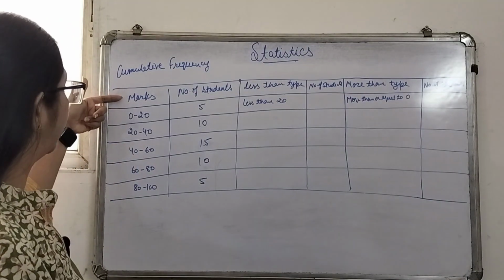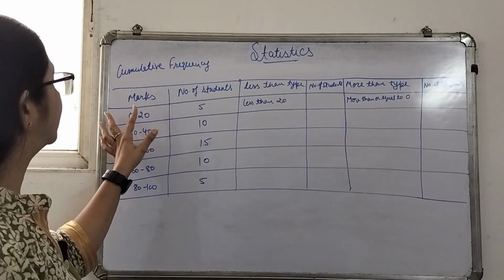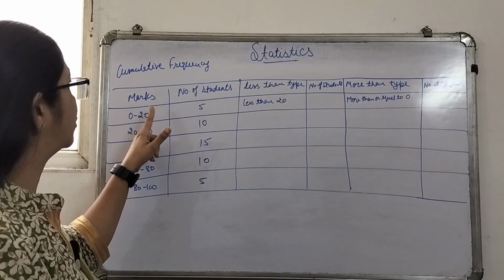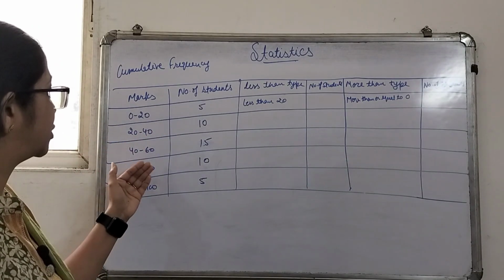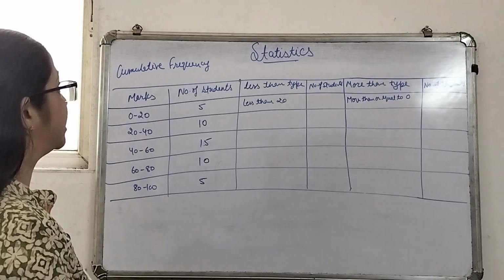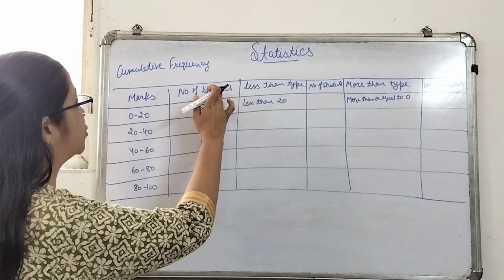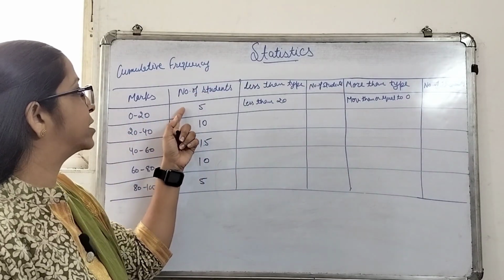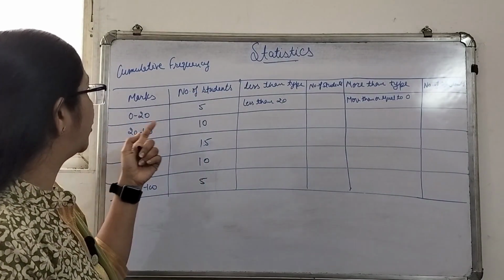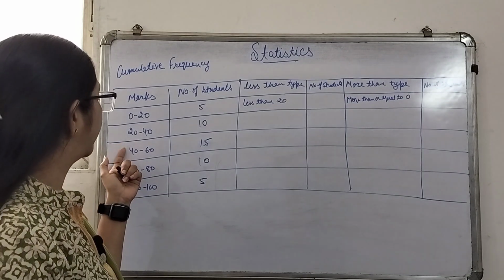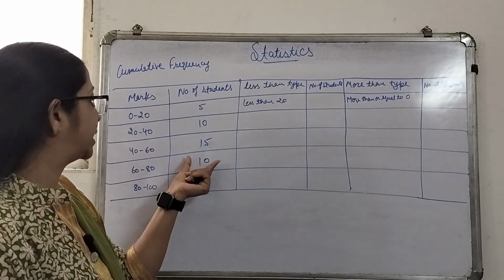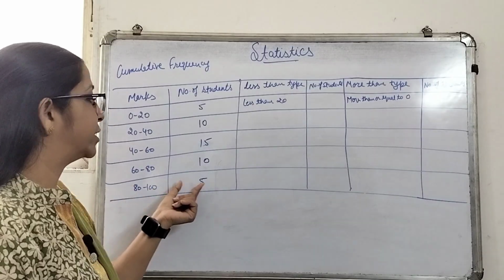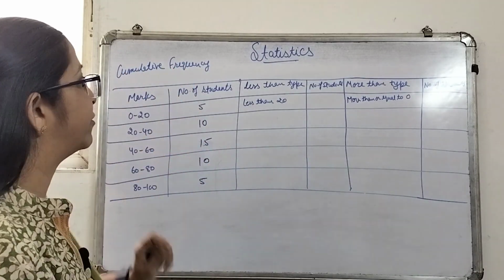Again we have taken the marks. The class intervals are 0 to 20, 20 to 40, then 40 to 60, 60 to 80 and 80 to 100. The frequency, that means the number of students who have secured between 0 to 20, is 5. Between 20 to 40 it is 10. Frequency of 40 to 60 is 15. Students who have secured between 60 to 80 is 10, and between 80 to 100 is 5. This is the table given to us.